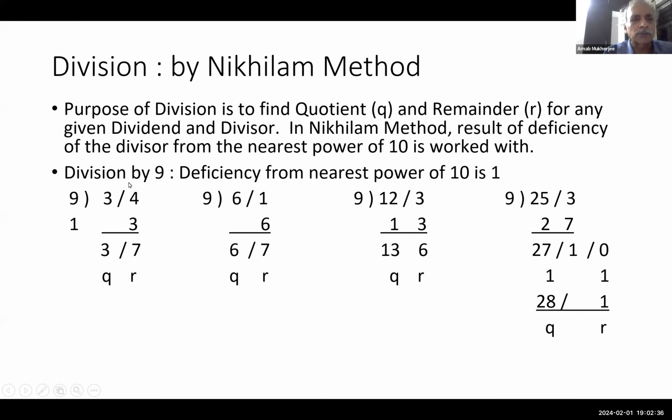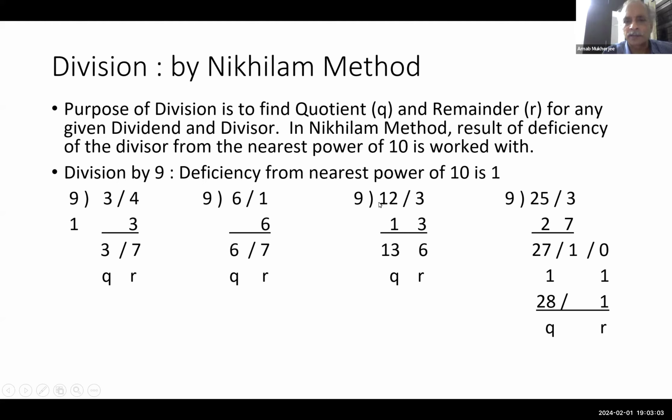Simply by procedure, you take 1 digit from the right. Then 1 multiplied by 3 becomes 3 here. Then you add, and it becomes 7, my actual remainder, and 3 becomes my quotient. This is the procedure for division by 9. Similarly, 6 into 1 is 6, 6 plus 1 is 7, my remainder, and 6 is the quotient.